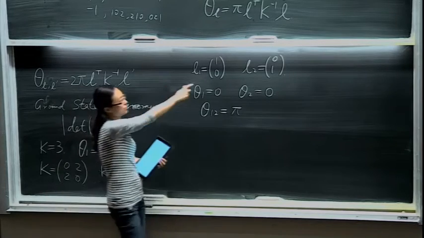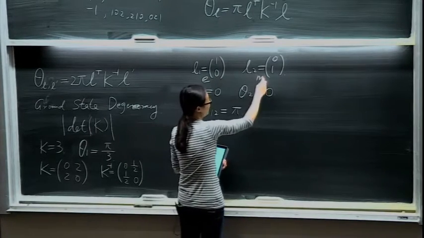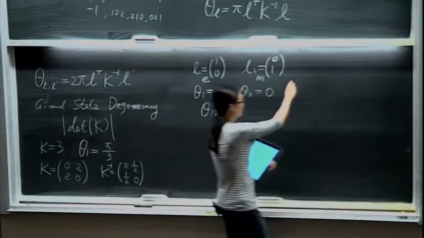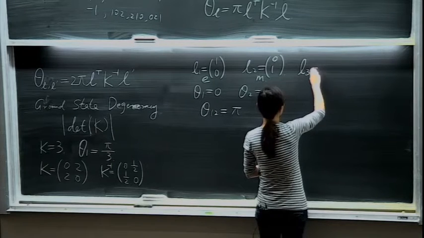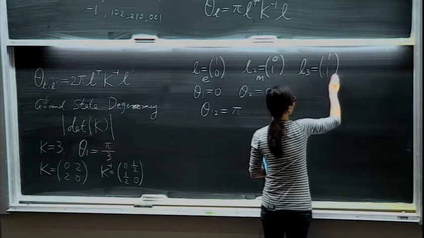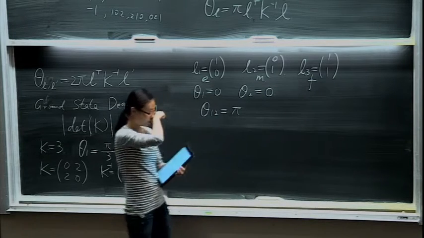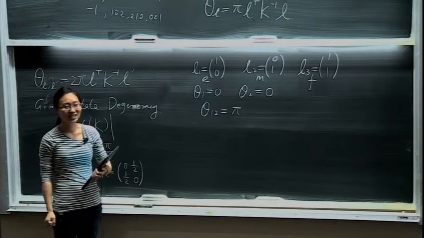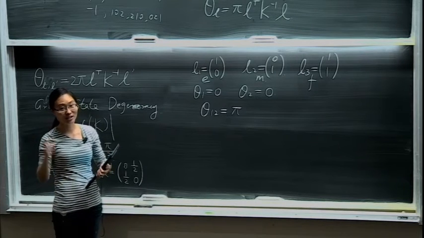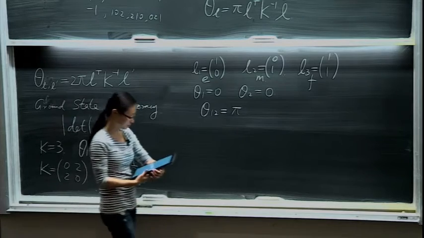So these two just correspond to the E particle and the M particle, and their composite, which we write as L3, which is 1, 1, will correspond to the fermion in the toric code. So it's just that simple. You just take an integer matrix, take its inverse, and then you can find all the statistics. Okay.